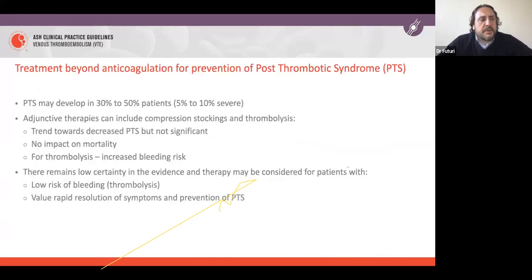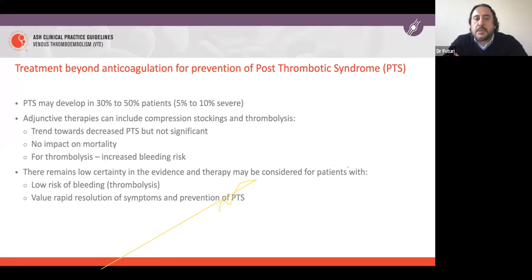So this is just very briefly on what we call post-thrombotic syndrome. Again, some patients who develop lower extremity blood clots, DVTs, certainly where it's close to the valve, may develop these particular syndromes. About 30 to 50% can. And these patients can develop, again, chronic pain, skin changes, swelling. Some of the adjunctive therapies can include compression stockings.